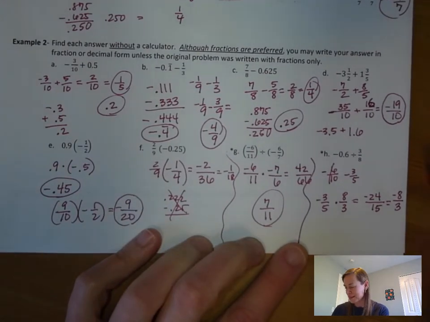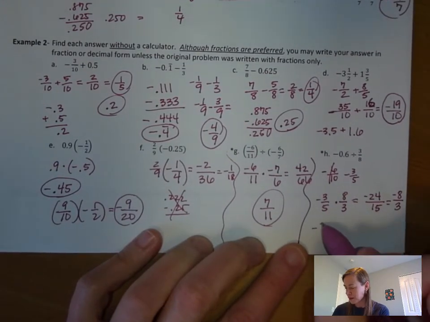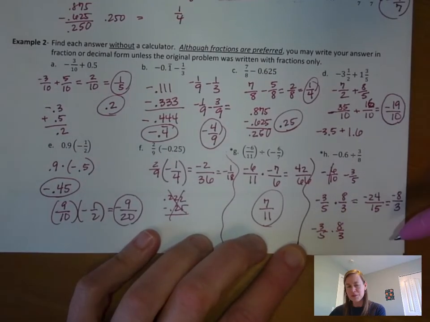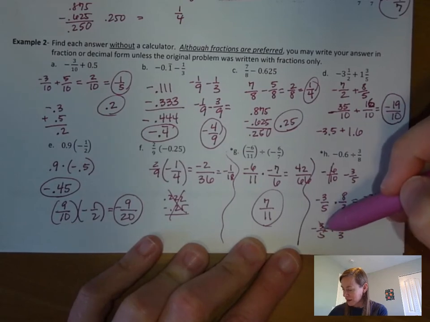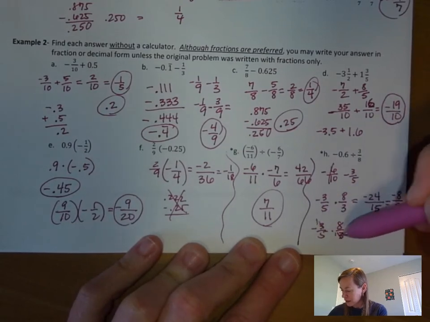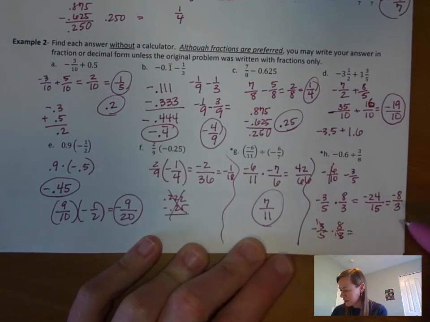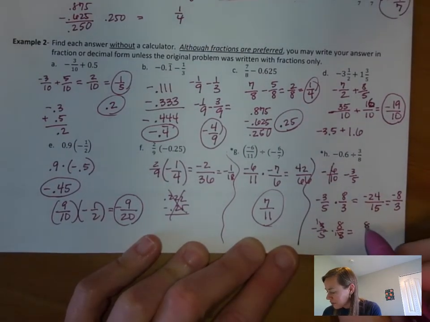And if you guys remember this cool little trick, I'm going to rewrite this problem here. Negative 3 over 5 times 8 over 3. You can actually simplify this before you even multiply it if you want to. You see the 3 and the 3 there? That would simplify to 1 and 1. And then you can multiply across and you get 8 over 5.